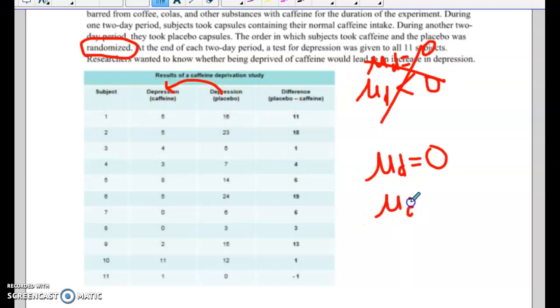And let me correct myself really quick, because I noticed they didn't subtract from left to right. They're subtracting placebo minus caffeine. So let me cross those out. So here my null is still no difference. But my alternative, I assumed they were going to go from left to right, but they didn't. Placebo minus caffeine, if that's greater than 0, meaning if I subtract, I get a positive number, that's going to mean there was more depression on the placebo, right? Placebo is higher. I would get a positive number when I subtract, going right to left.